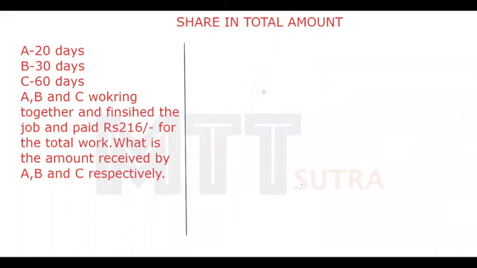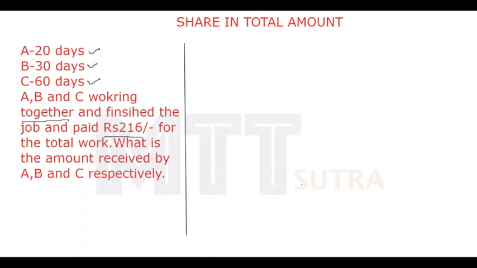This is another concept: share in total amount. Let us read the question first. A takes 20 days to do the job, B takes 30 days to do the job, C takes 60 days to do the job. Now they started working together and finished the job and were paid a total amount of 216 rupees for the completion of the job. What is the amount received by A, B, and C respectively?